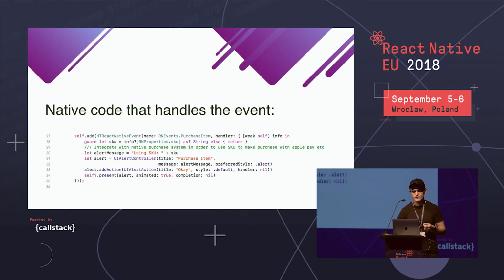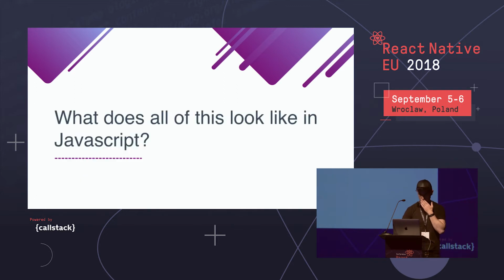The native code that handles the purchase item event looks like this. The UI alert controller example here would obviously actually hook into the Apple Pay system in a real-world application like this. So what does all of this look like in JavaScript?